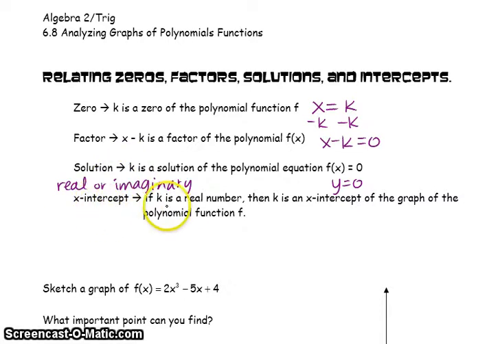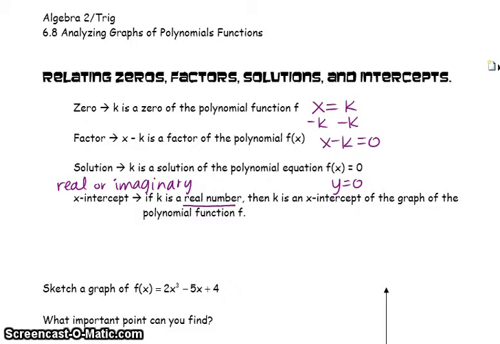And for our x-intercept, if k is a real number, then k is an x-intercept of the graph of the polynomial function. Since k must be a real number, it can be seen on our graph. So that's one difference between our x-intercept and our solution, because our solutions don't always have to show up on our graph, since they could be imaginary numbers, which we wouldn't see on our graph.